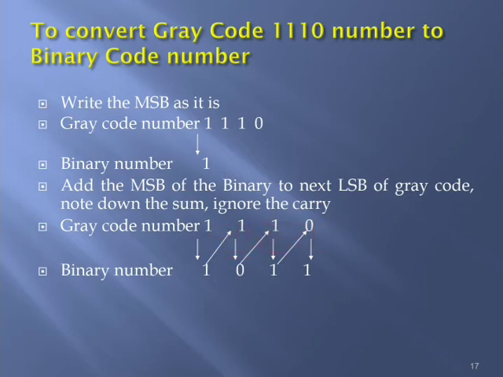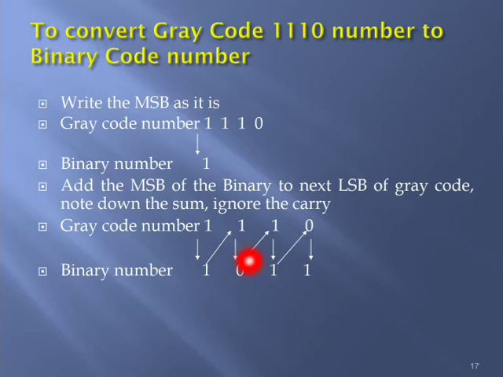So this is the binary number corresponding to the given gray code number. In the earlier case we converted the given binary number into gray code. Now we are converting the given gray code number into binary code. So for converting a given gray code into binary, you are adopting a somewhat different procedure compared to the earlier procedure. Here, the MSB of gray code is written the same in binary, and the MSB of binary is added with the next LSB of gray code, and the sum is written here.